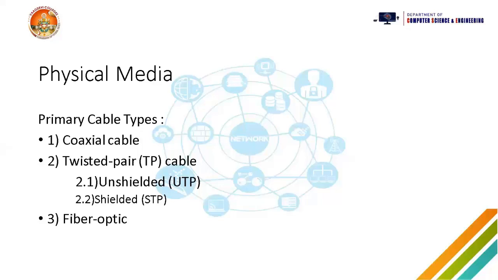In physical medium we have different types of cables. The first one is coaxial cable, the second one is twisted pair cable. In twisted pair cable, we have two types as shown. One is unshielded twisted pair cable, which is known as UTP, and the second one is shielded twisted pair cable, which is known as STP. The third one is fiber optics.